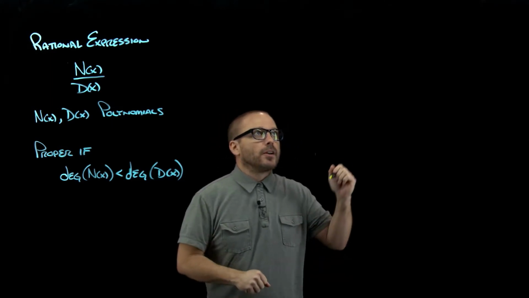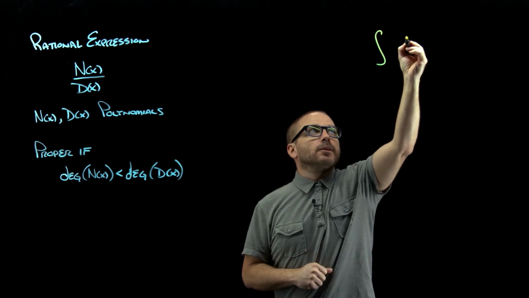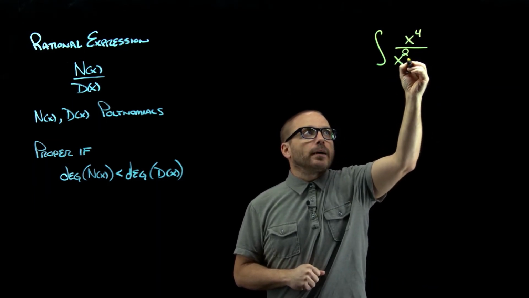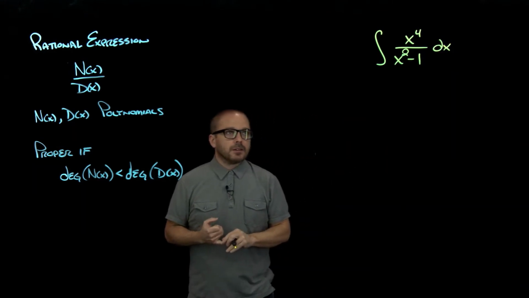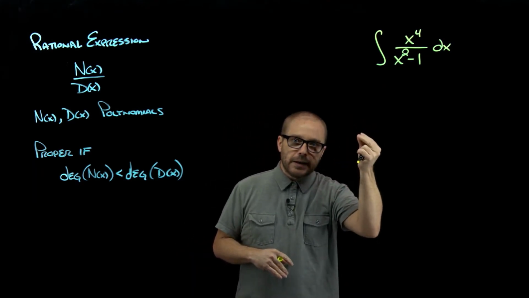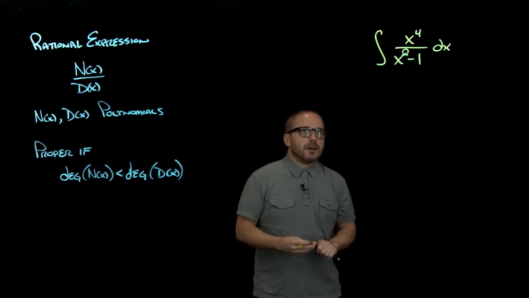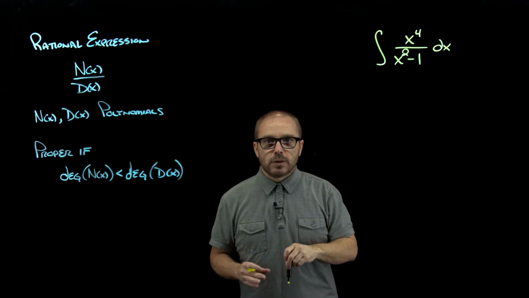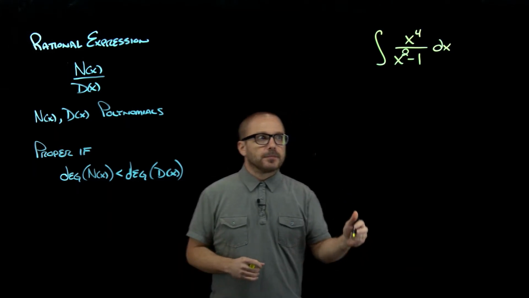So say we started with the integral of x to the fourth over x squared minus 1. Now, the bottom factors, right, x plus 1, x minus 1. So immediately we think we can do partial fractions on that. But the degree is 4 on top, which is bigger than the degree on bottom. So we need to reduce this by division.